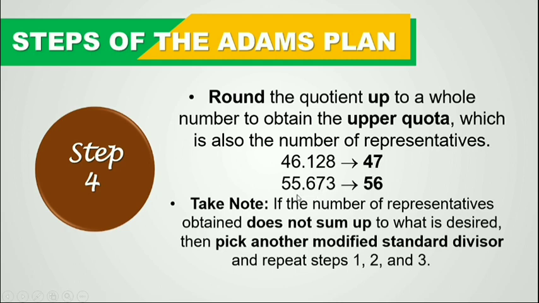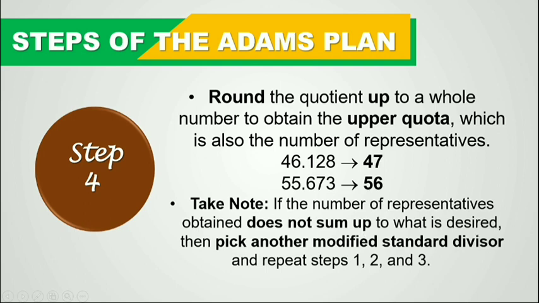And then you have to consider that if the number of representatives or the number of allotments obtained does not sum up to what is desired, then you have to pick another modified standard divisor and repeat steps 1, 2, and 3. So you have to redo the steps if the total number of representatives or allotments does not sum up to what is desired.